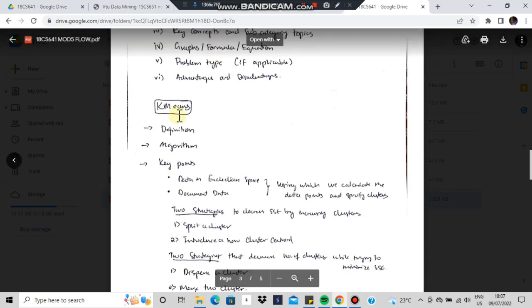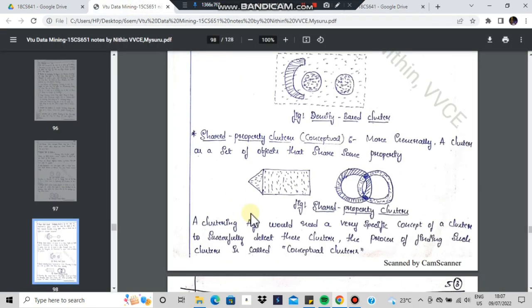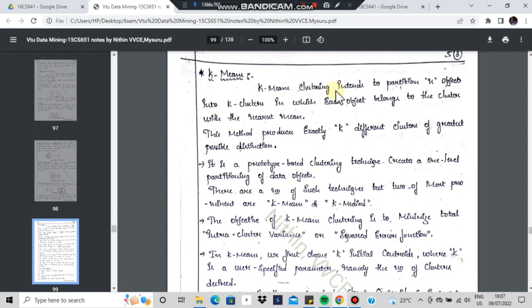So let's get started with the k-means algorithm. First we need to know the definition of it. So let's see what the definition of the k-means algorithm is. The k-means algorithm intends to partition the n objects into k clusters in which each object belongs to the cluster with the nearest mean.